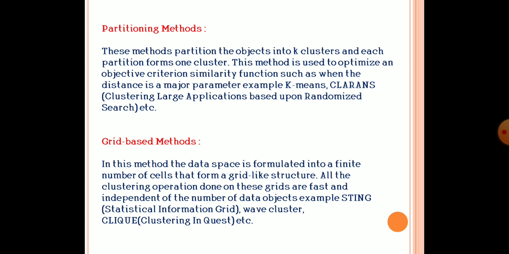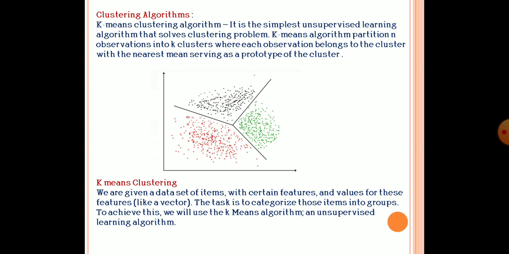The last one, grid based methods. In this method, the data space is formulated into a finite number of cells that form a grid-like structure. All the clustering operations done on these grids are fast and independent of the number of data object samples. Examples: STING, statistical information grid; WaveCluster; CLIQUE, clustering in Quest.